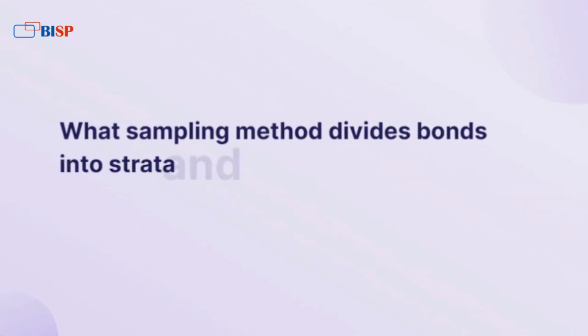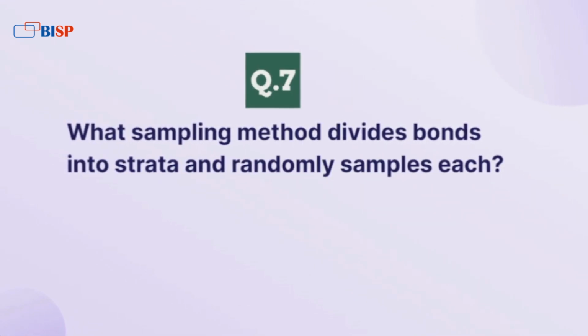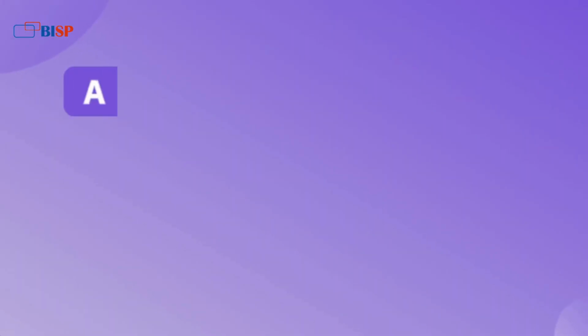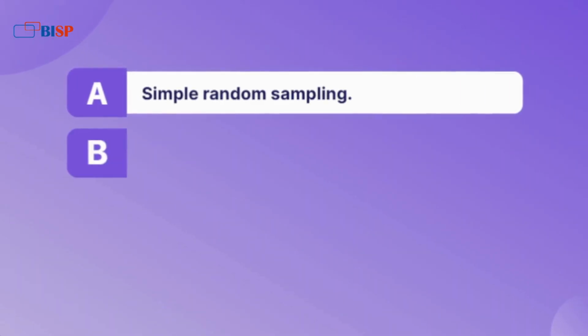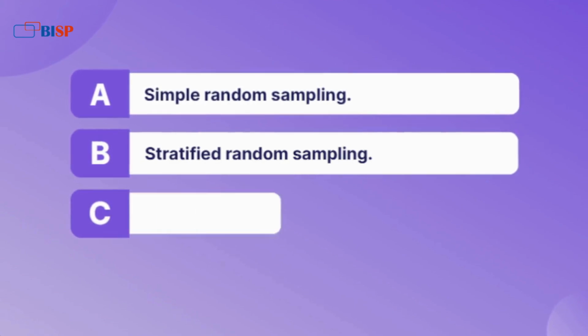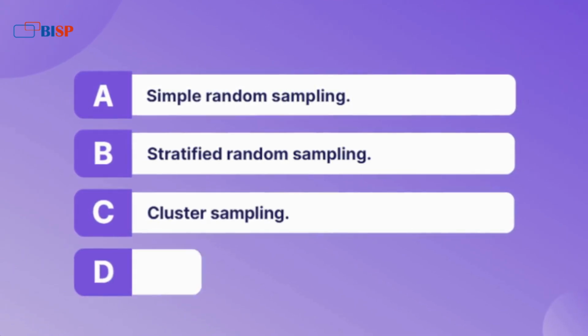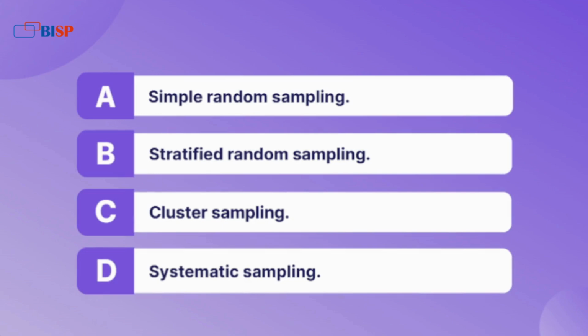What sampling method divides bonds into strata and randomly samples each? A. Simple random sampling. B. Stratified random sampling. C. Cluster sampling. D. Systematic sampling.